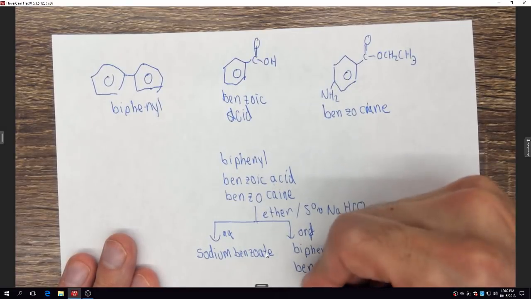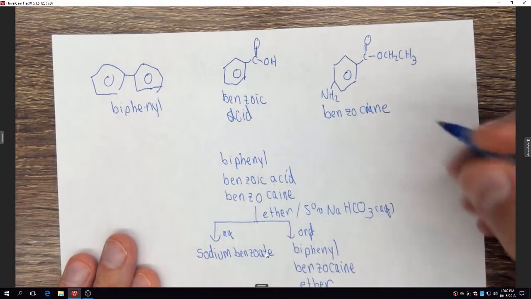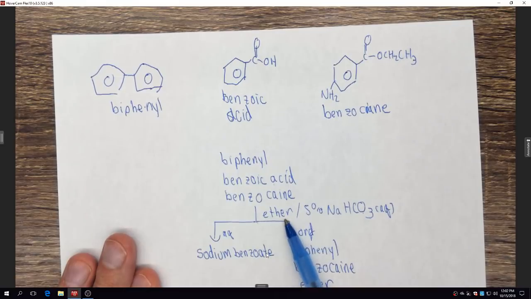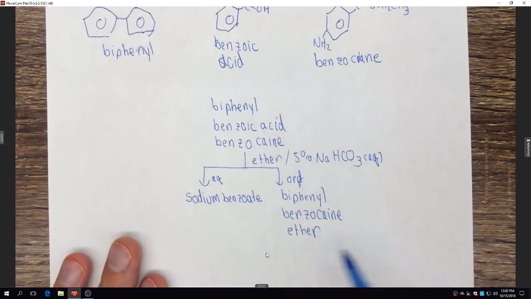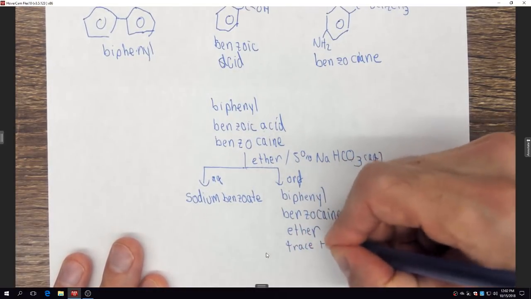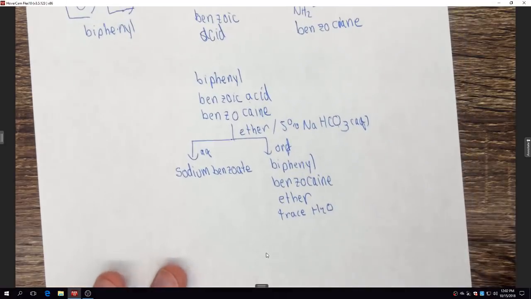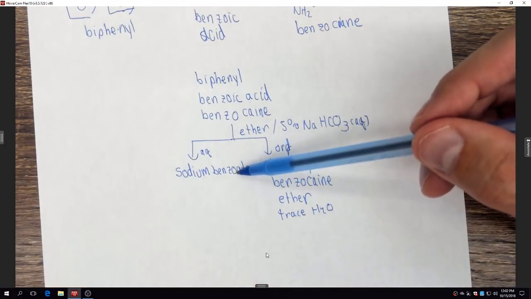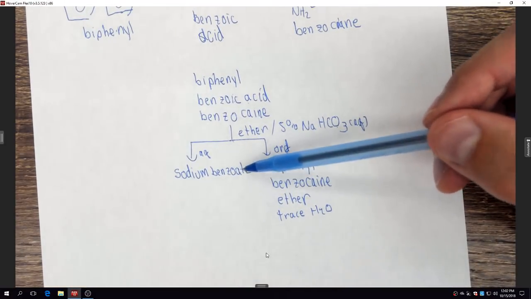Of course, ether, because we added ether. And what happens when you do a liquid-liquid extraction with ether? Using an aqueous layer, what do you get in the ether layer? Water. Traces of water. All right. Now, we have sodium benzoate in the aqueous layer.